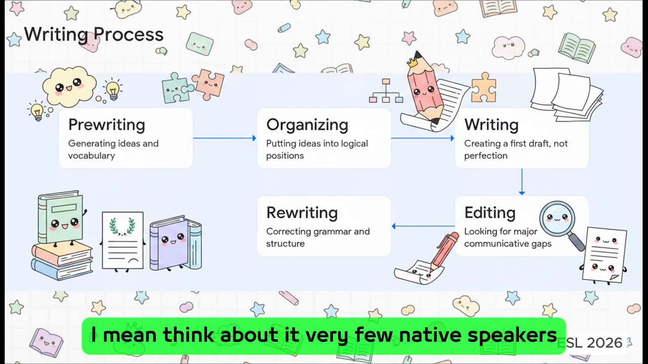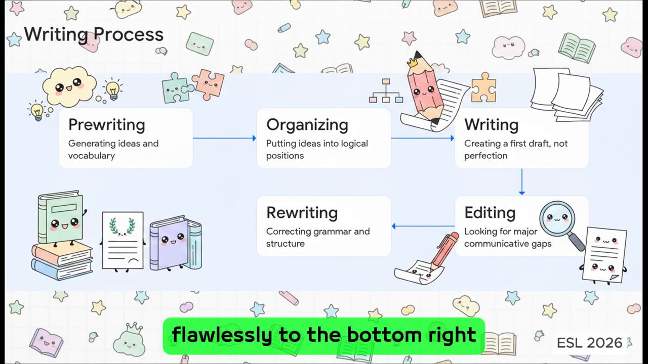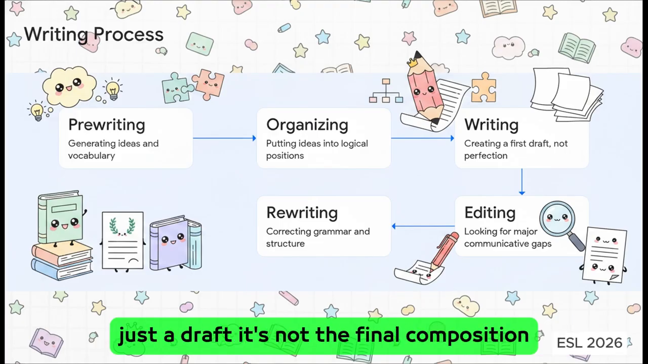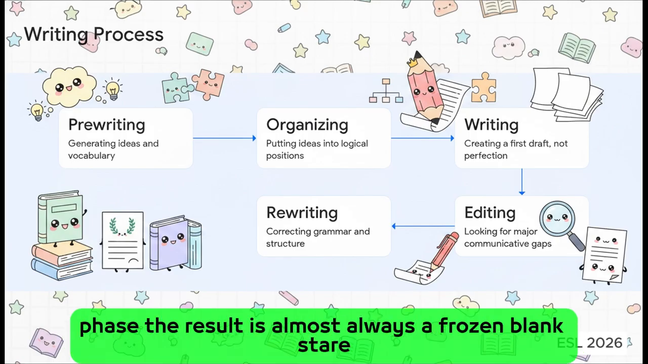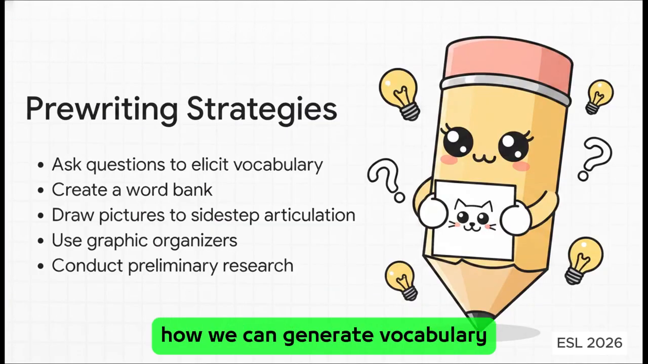I mean, think about it. Very few native speakers start at the top of page 1 and write flawlessly to the bottom, right? Remind your students that a draft is exactly that, just a draft. It's not the final composition. When students strive for absolute perfection in step 3, the writing phase, the result is almost always a frozen blank stare. And this brilliantly illustrates how we can generate vocabulary early on in that pre-writing step.